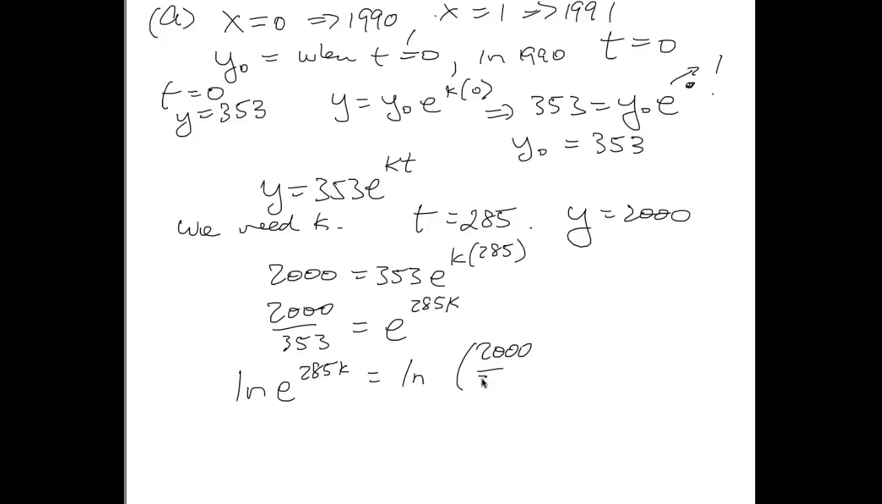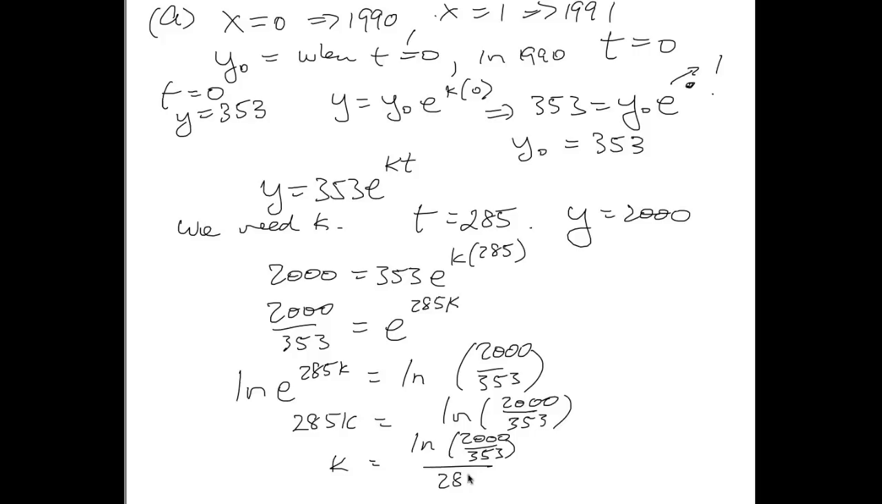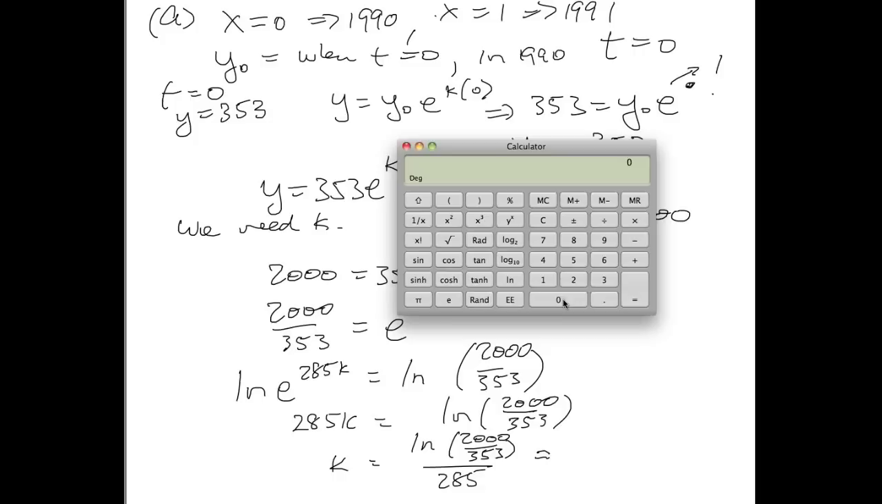Like so. And this ln undoes the e, so I've got 285k equals the ln of 2000 over 353. So k is equal to the ln of 2000 over 353 divided by 285, and now we'll need a calculator. All right, so we have 2000 divided by 353 equals this. Take the ln of it, which is that, all right. Make sure we did that right.